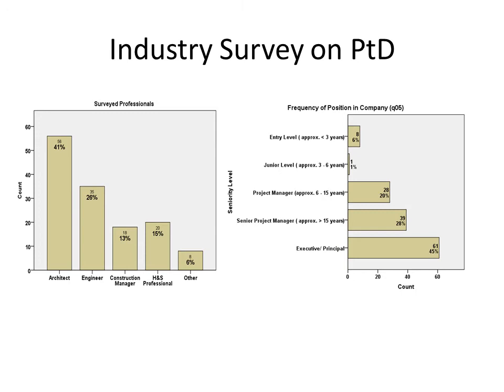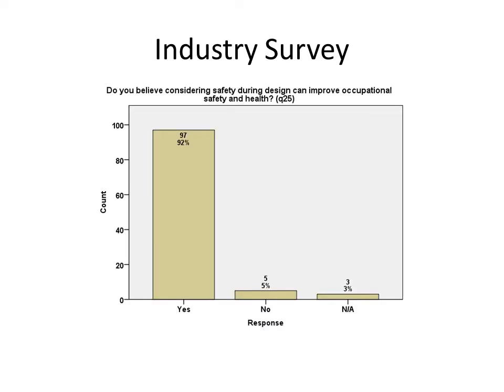The demographics show that the majority of the respondents were architects at 41%, and then engineers at 26%, followed by construction managers and health and safety professionals. The respondents also indicated that they were mostly executives and principal level personnel at 45%, and senior project managers at 28%, which indicates that the sample was an experienced professional sample. 92% of the respondents believed that considering safety during design can improve occupational safety and health.